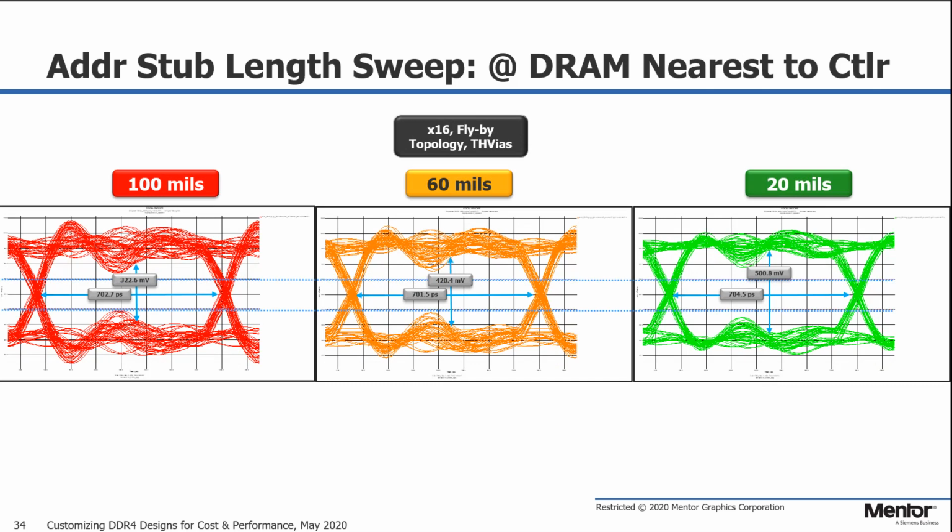But at the other DRAM away from the terminator, as you increase the stub length, the eye height starts to shrink. You lose some of the timing window as well, but not as significant as the shrinking of the noise margins. You need to pay attention to the ringback on the signals. In the 100 mil stub length case, the ringback is nearing the threshold shown by the blue dotted lines. If the signal starts crossing these thresholds, it can affect timing and also cause false switching in the hardware, causing intermittent problems.